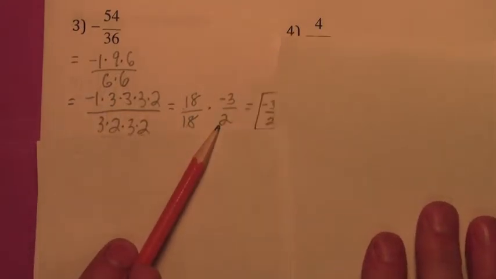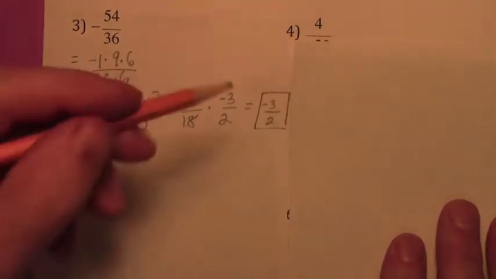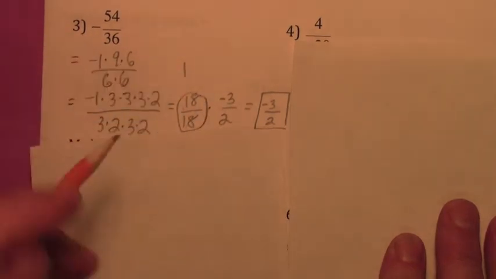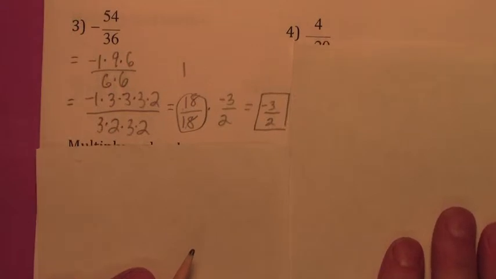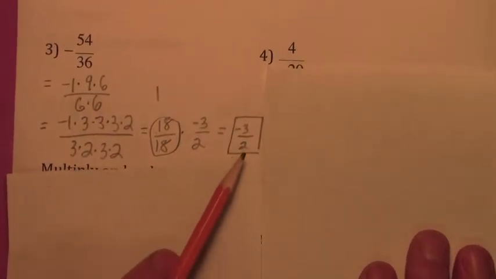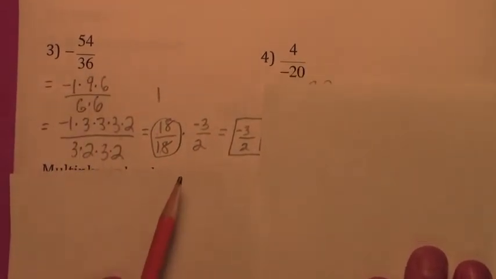So then the way you finish this is you take away this factor of 1. This is just equal to 1, so you can remove that factor of 1. Final answer, negative 3/2. It's reduced because 2 is smaller than 36.